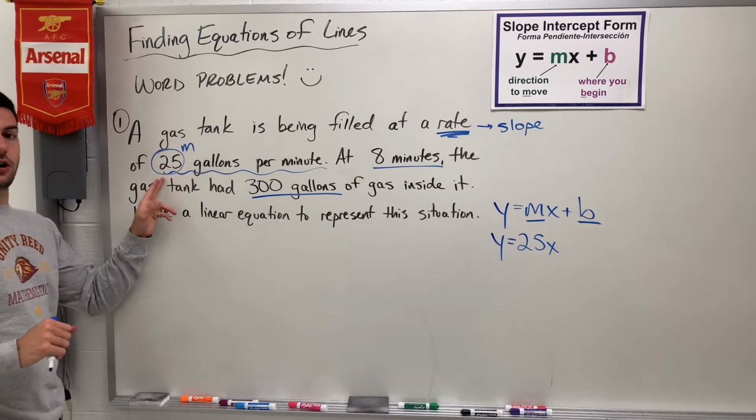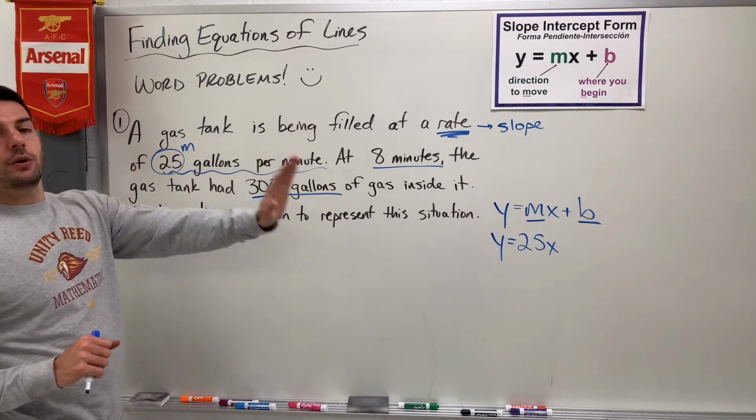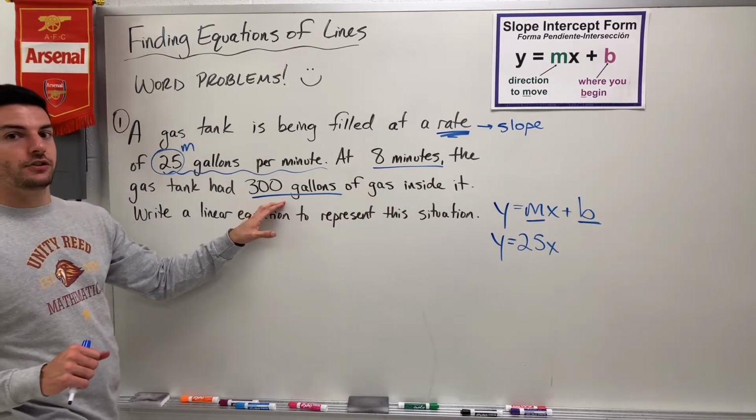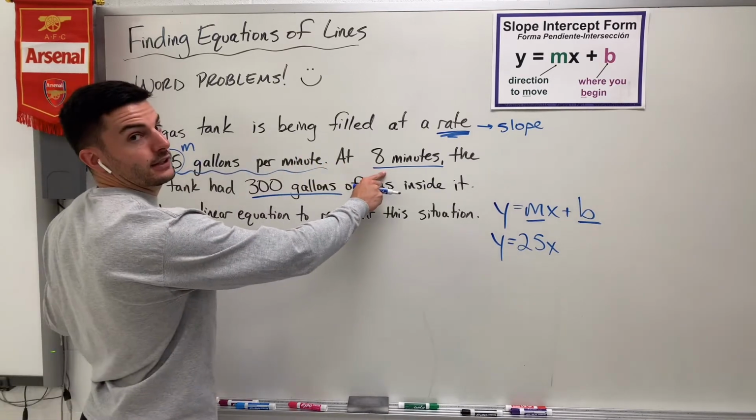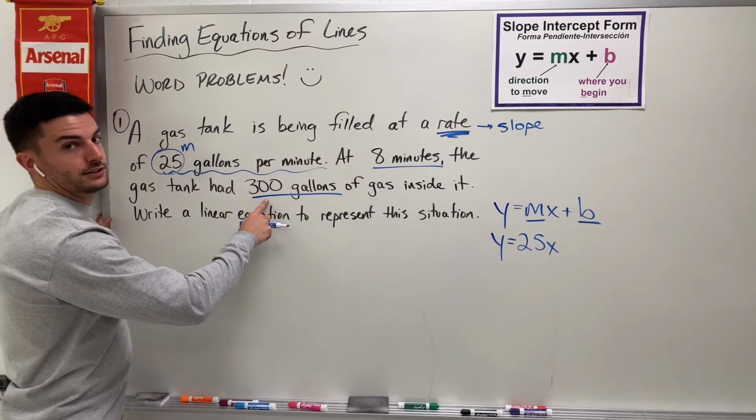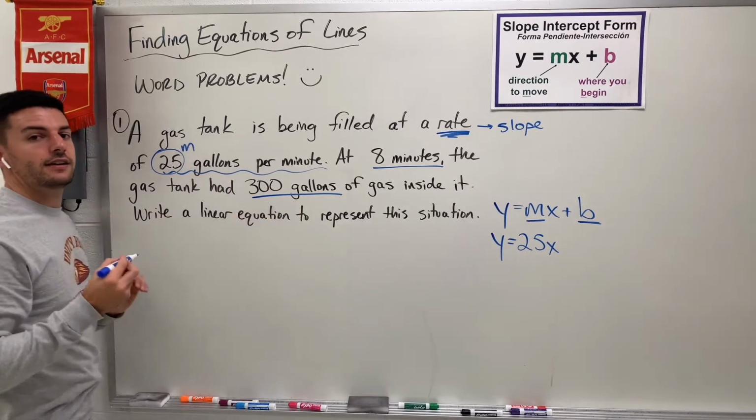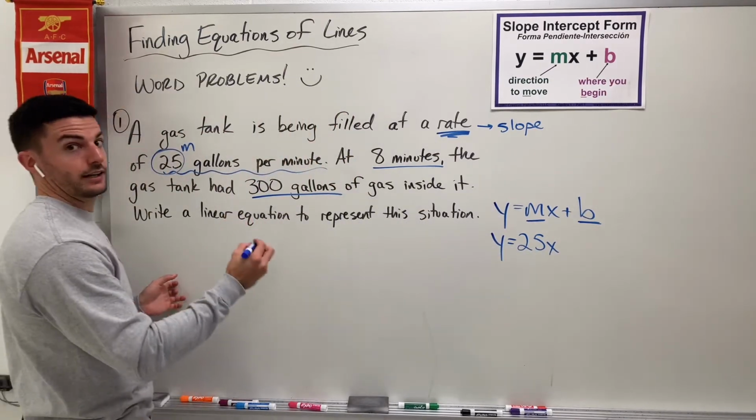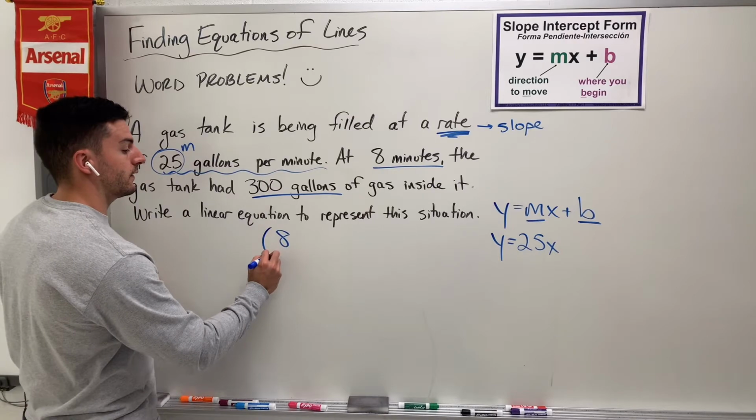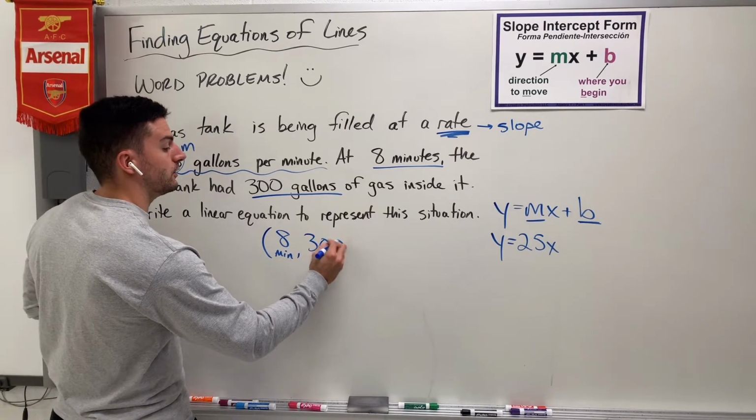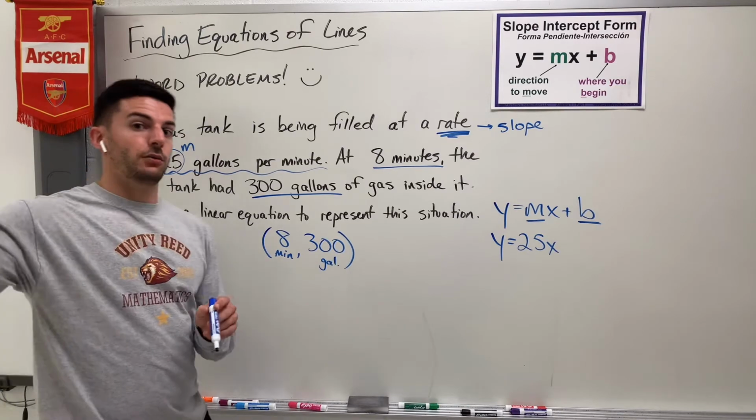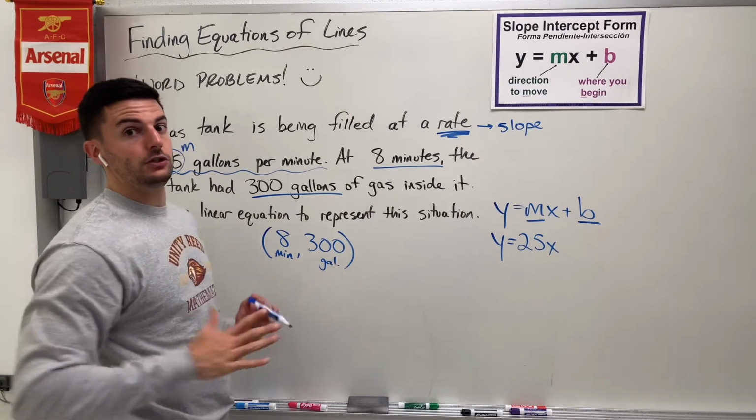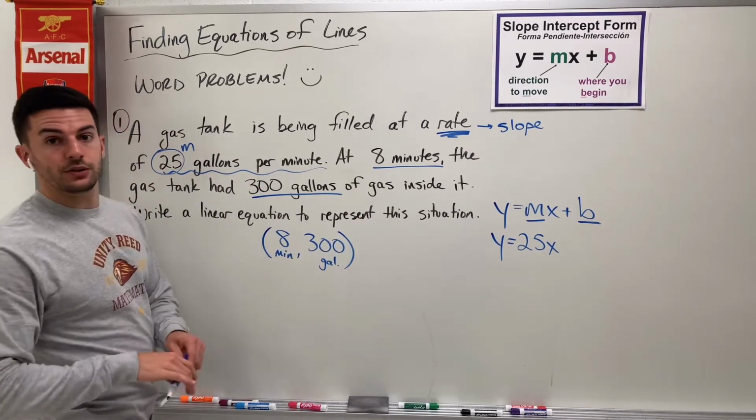Other than the slope or the rate that it's being filled, we don't know anything other than just this one instance, where maybe they measure how many gallons are in the tank. After 8 minutes of filling, the tank had 300 gallons inside of it. So that's not necessarily a b value, a starting amount, but I could write it as an ordered pair. At 8 minutes, the gas tank had 300 gallons. So similar to those problems we did before, where we're given the slope and a point, it's my job to use those to find my b value, okay?